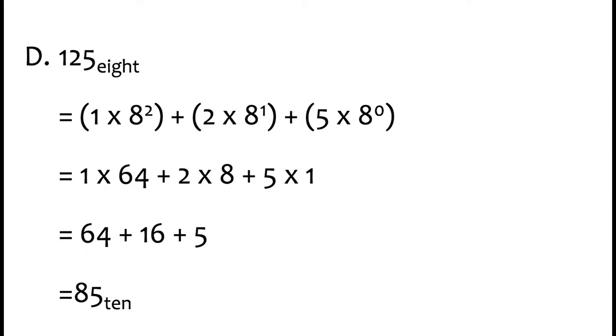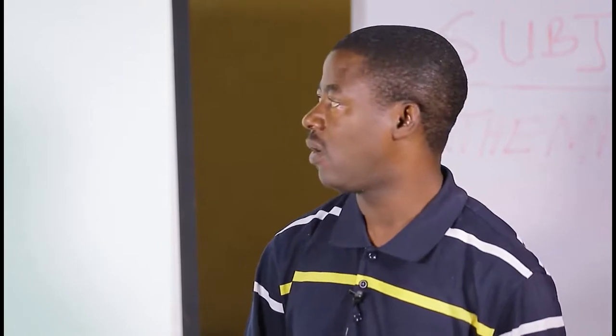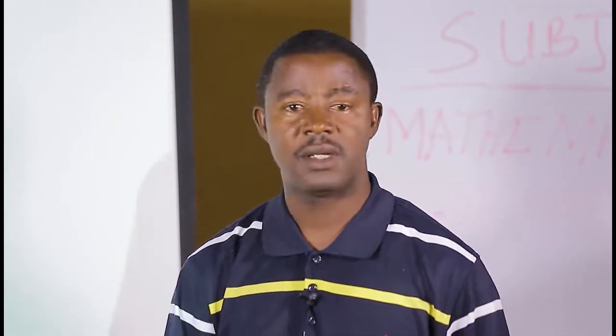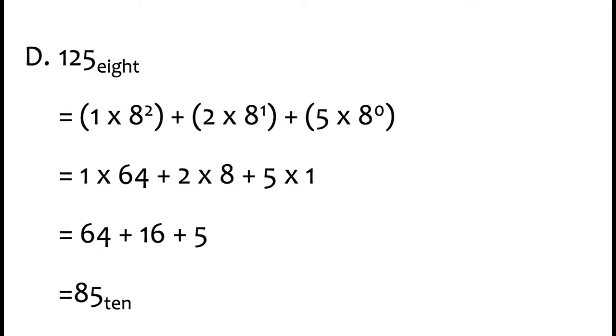Then question D, we have 125 base 8. We have to convert it to base 10. The first digit is 1, as you can see, so we have 1 times the base, which is 8, raised to power 2, plus the next digit is 2, 2 multiplying the base, which is 8, raised to power 1, and then plus 5 times the base, which is 8, raised to power 0.